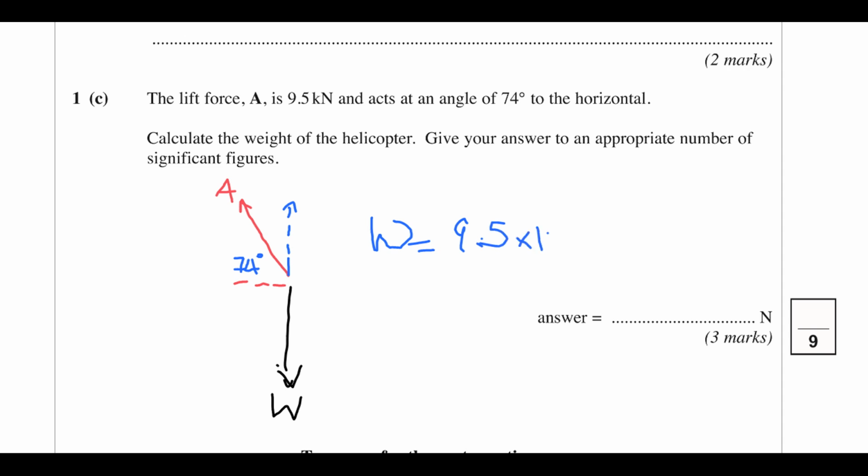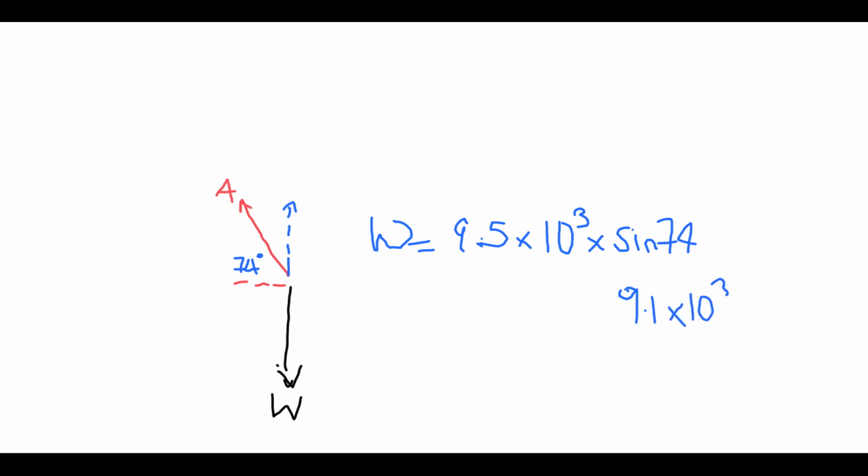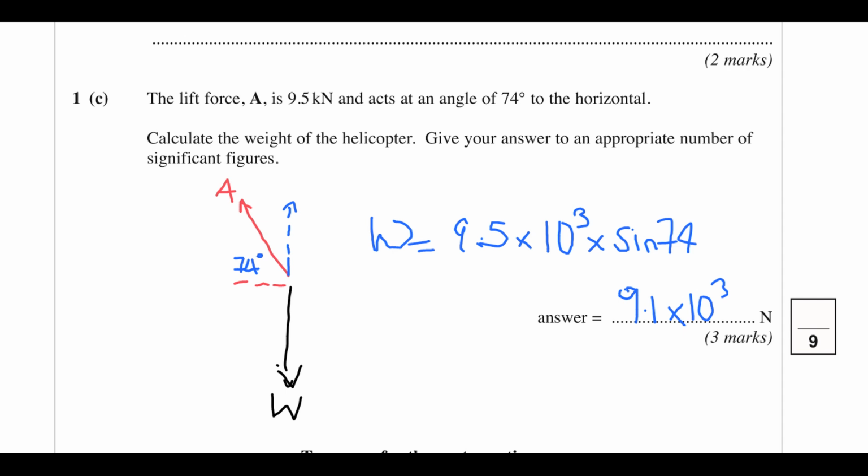You can see the answer at the end is just in newtons, so let's convert the answer into newtons as well. And then we want to multiply by sine of 74 to get the vertical component. And then when we do that, we end up with 9132, but we need to give it to 2 SF, so it's going to be 9.1 times 10 to the 3 newtons, or 9.1 kilonewtons. We could have written that there. So that finishes question 1.